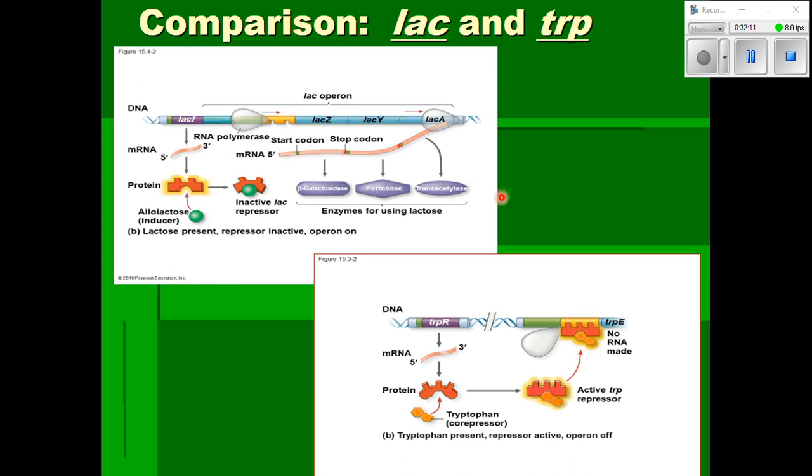So just a final comparison here. Remember that one of these operons is inducible and one is repressible. The trp operon, which is this one down here, is repressible. When tryptophan is present, it represses the genes. Tryptophan shuts the genes down. The lac operon is inducible. The presence of lactose induces the genes, turns them on. So when lactose is present, the lac operon genes are switched on. They are induced. When tryptophan is present, the trp operon genes are switched off.